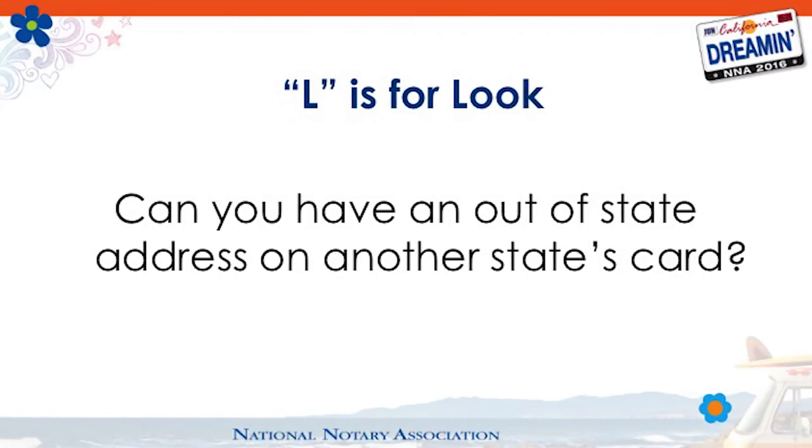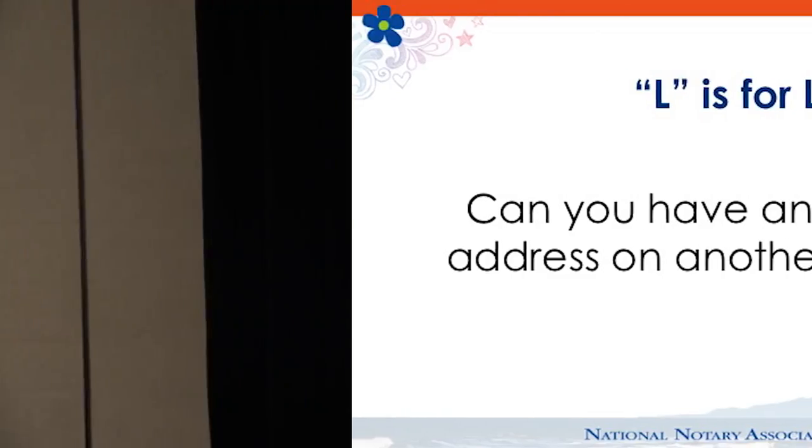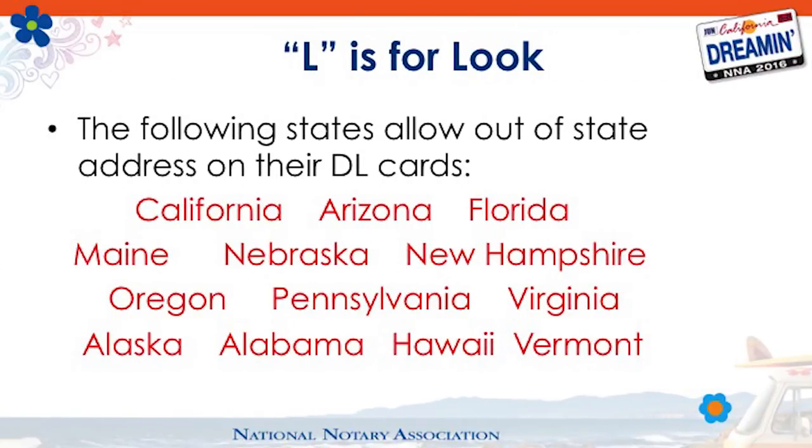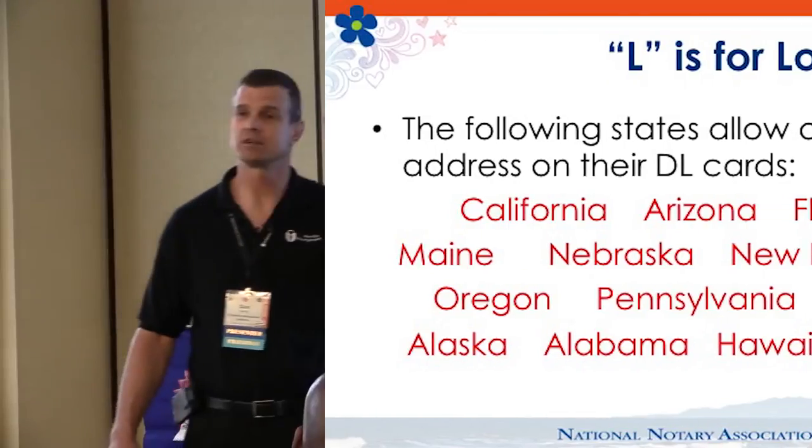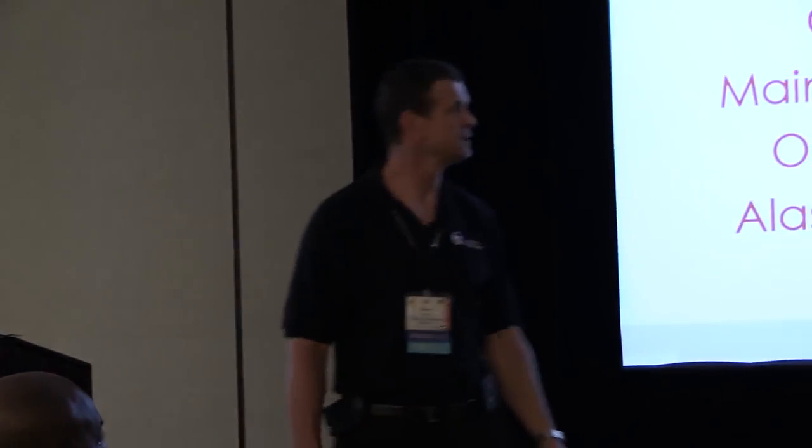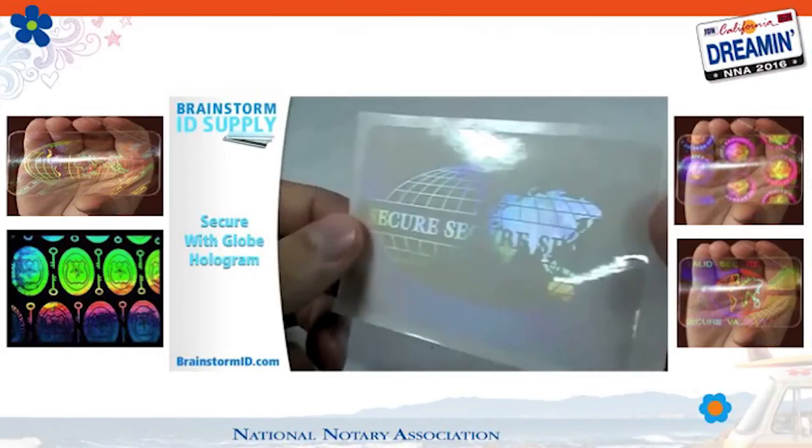Can you have an out-of-state address on another state's card? Can I have an Arizona address on my California ID? No. Let me say no. These states allow that. You can't do that. Okay. This might be for your snowbird people that live 5 months here, 7 months here. I don't know, it might be for military purposes, whatever. But just because they have a different state address in there does not make it fake. All right? But these are the only states that allow that right now.